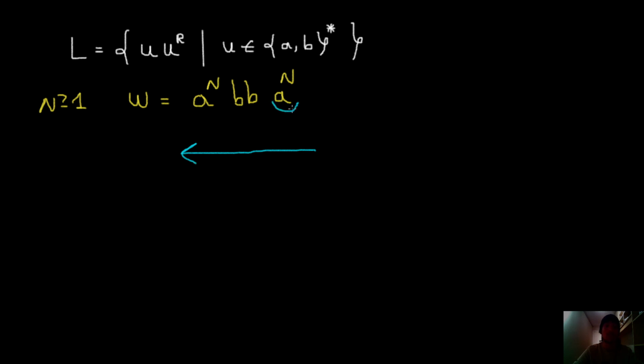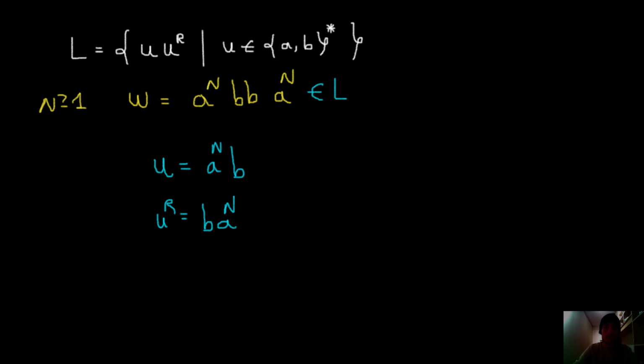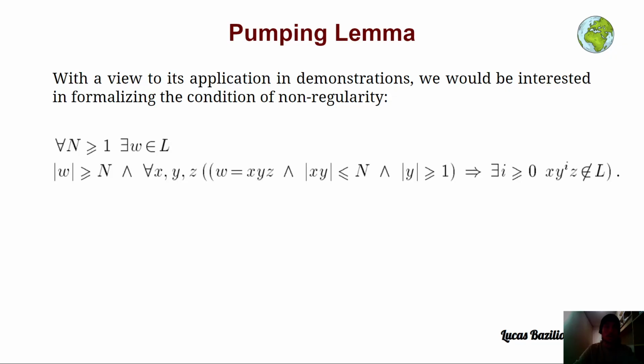We start with n values of a, then we have 2 values of b, and then we have n values of a. In fact, here you can establish and represent that your subword u is a raised to n concatenated with b, so that the reverse of u is the reverse of this, which is b concatenated with a raised to n. Right? So we have that this word belongs to this language L. So we begin properly with the conditions that we have here.